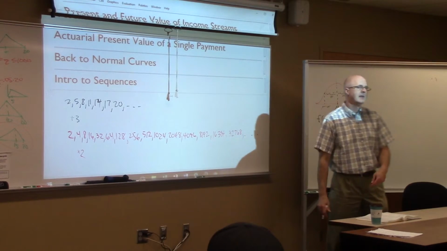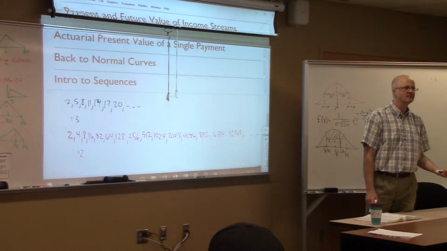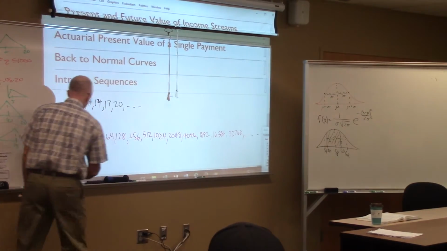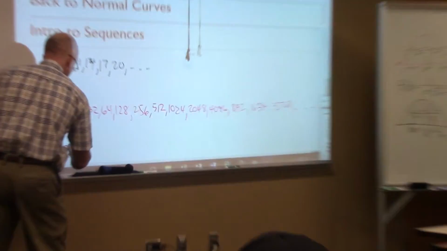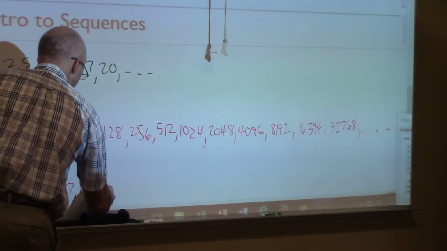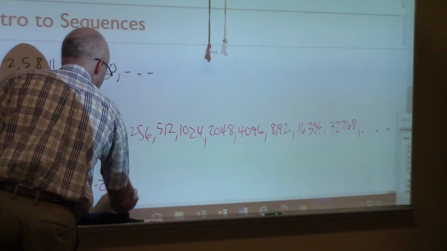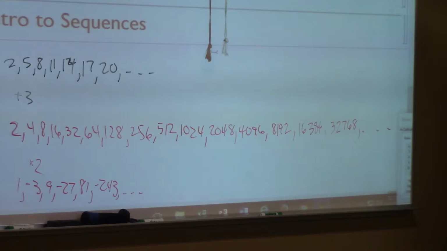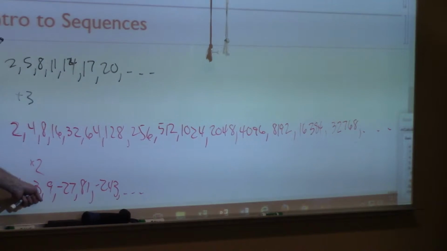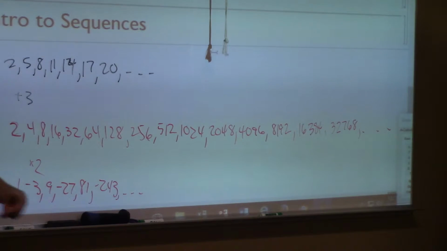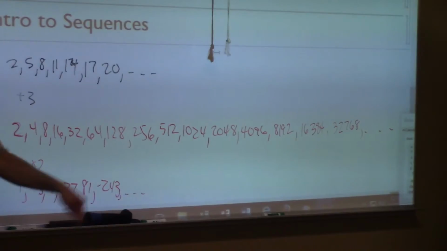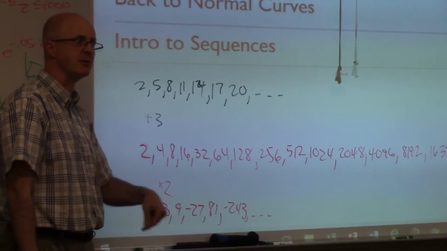Okay? Getting a little fancier. Maybe I should do one more example. Here's another sequence. 1, -3, +9, -27, +81, -243. That's a sequence too. You can have negative numbers. Here, the common ratio for the corresponding geometric series would be -3. Keep multiplying by -3 as the rule to get to the next number.